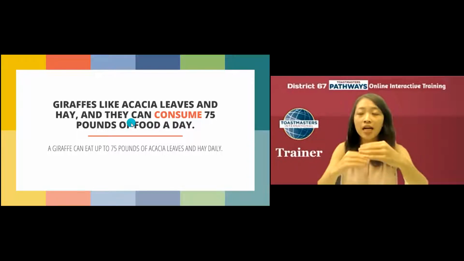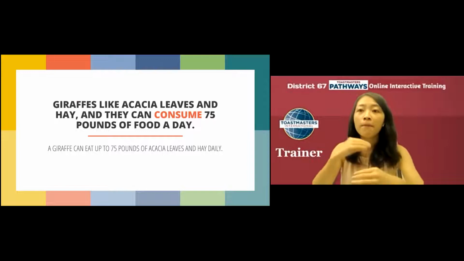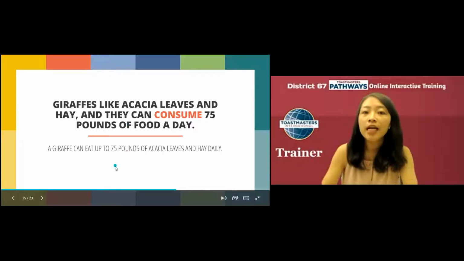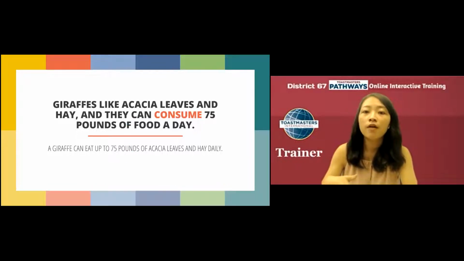And these two things actually are not conflicting with each other. So then we can swap out their sequence, their order as well. So we can paraphrase it this way: A giraffe can eat up to 75 pounds of acacia leaves and hay daily.